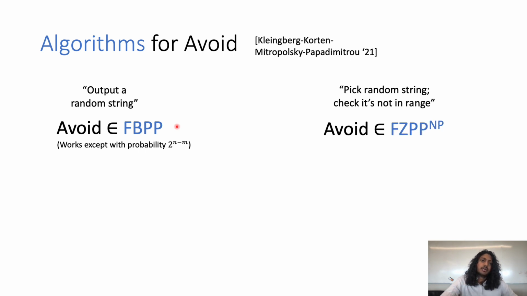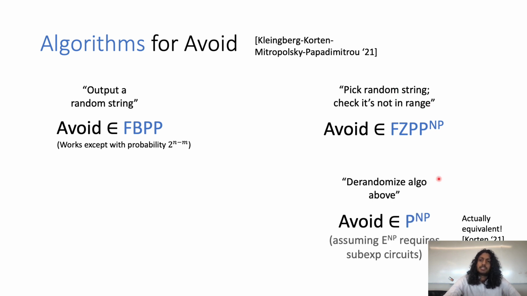And if one had an NP oracle, you could even improve this upper bound to a zero-error randomized algorithm by just picking a random string and then using the NP oracle to check it's not in the range. And in fact, you can actually de-randomize this under some plausible de-randomization assumption.